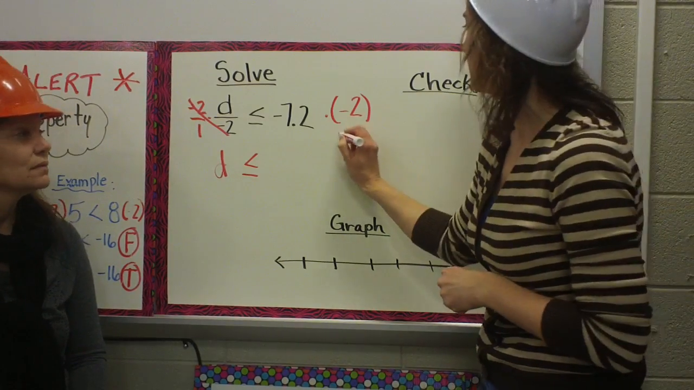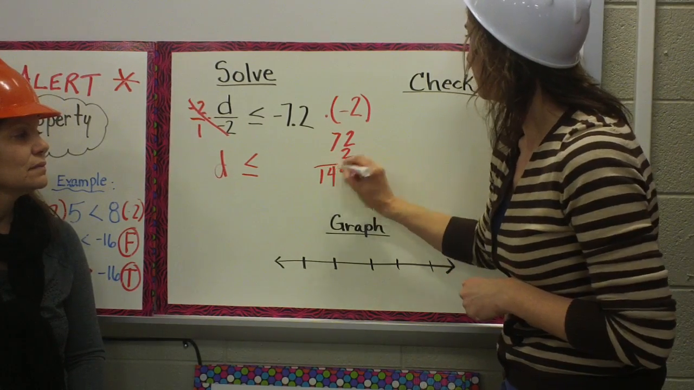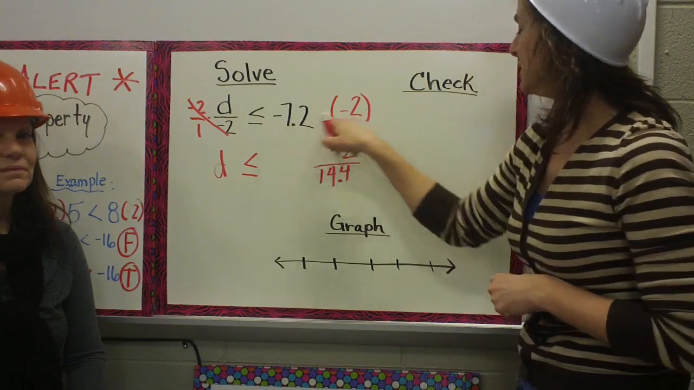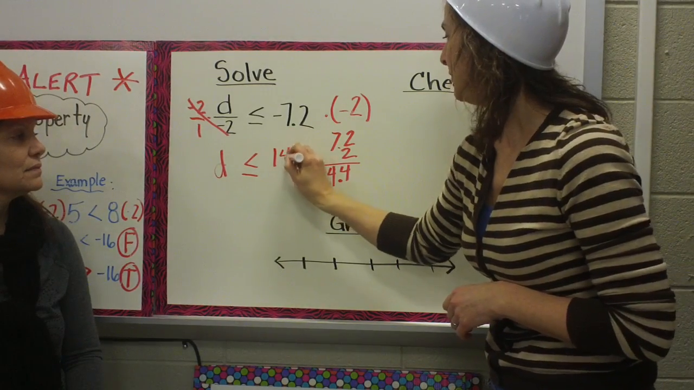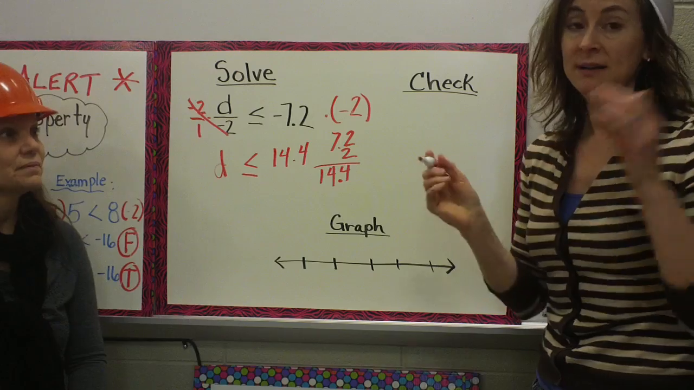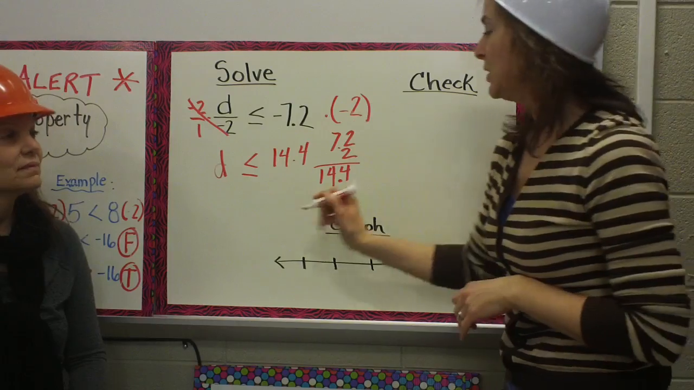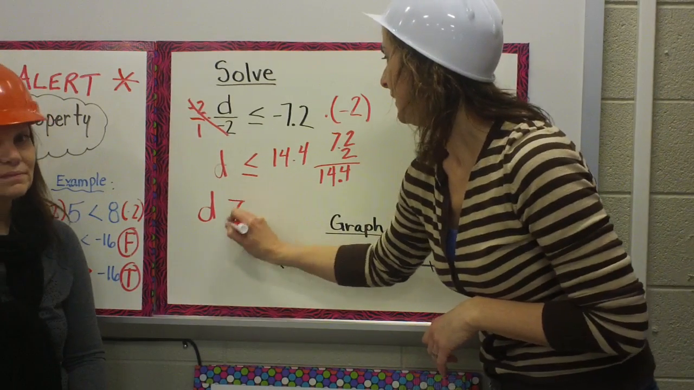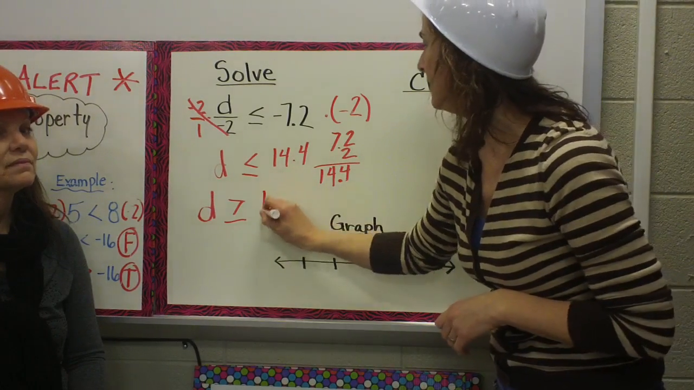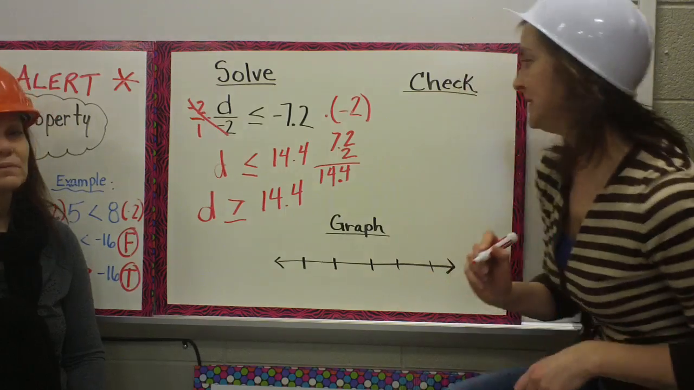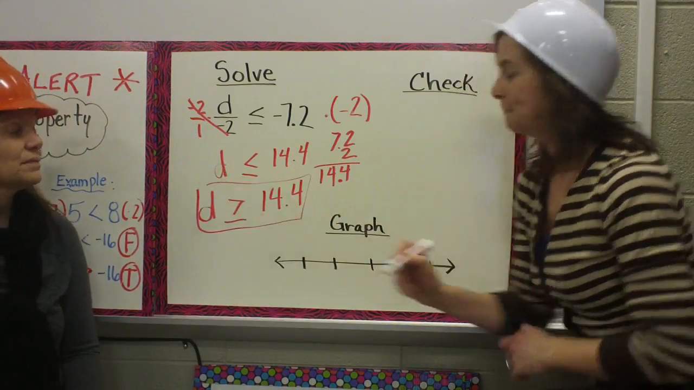I don't have a calculator on me, so I'm just going to multiply. And I'm going to get 1 decimal here. Since both are negative, same signs, I get a positive result. So 14 4/10. Now, silly hat. Silly hat means I multiplied by a negative integer, so I need to reverse it. Instead of less than or equal to, I flip the sign, I reverse the sign, and so my solution is D is greater than or equal to 14 4/10.